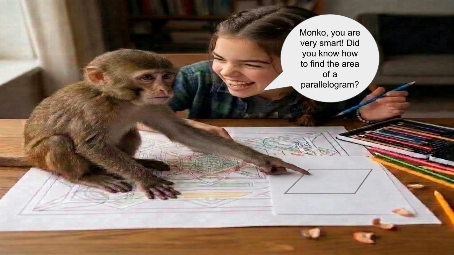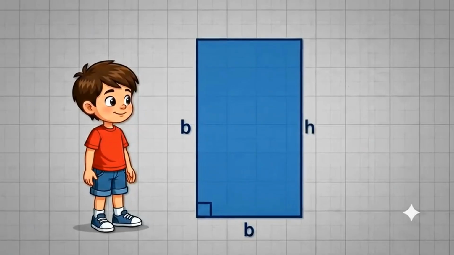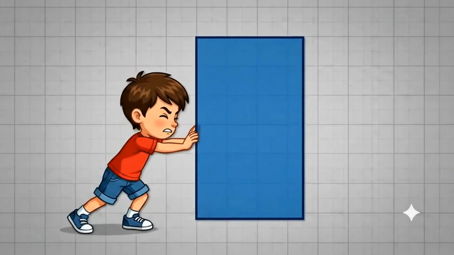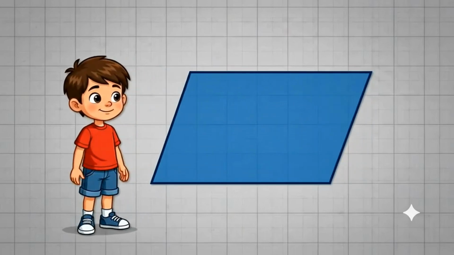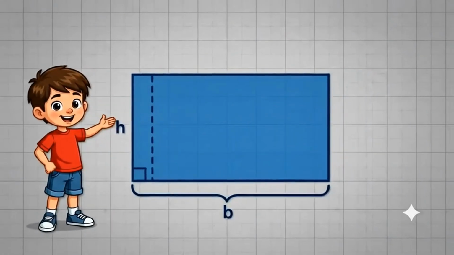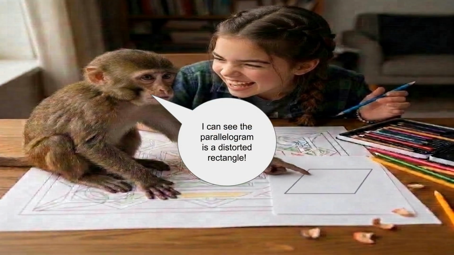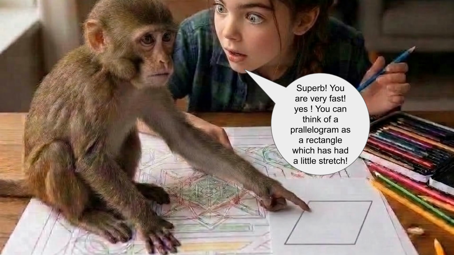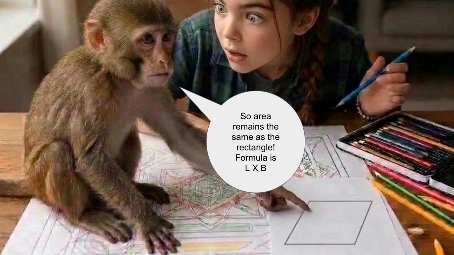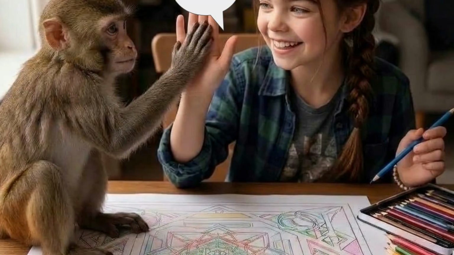You are very smart. Now, do you know how to find the area of a parallelogram? The boy shows the shape of a parallelogram. We can think of a parallelogram as a rectangle that has been stretched or distorted. A parallelogram is a distorted rectangle, which means its area should be the same as the corresponding rectangle. The area remains the same as the rectangle. The formula for finding the area of the parallelogram is length times breadth. That is correct.